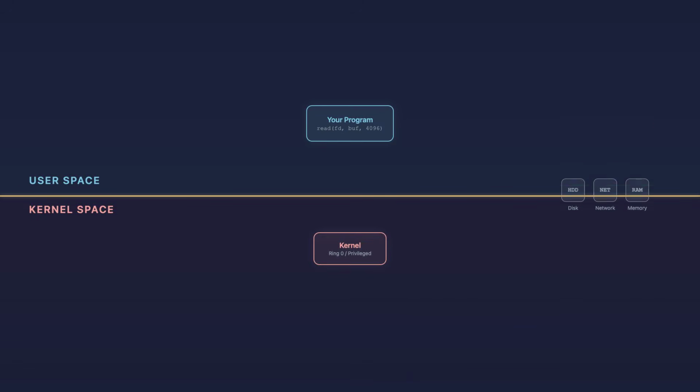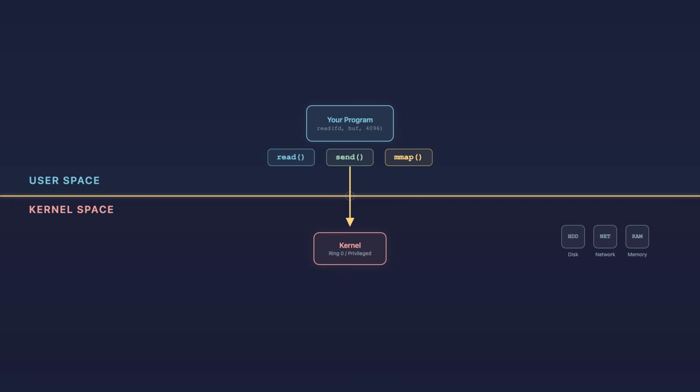Because behind this one innocent line of code, there's a hidden boundary, an invisible wall that separates your program from the operating system kernel. Your program runs in user space. It cannot directly touch the disk, the network card, or any hardware. The kernel controls all of that, running in a completely separate, privileged world. And every single time your program needs to interact with the outside world, reading a file, sending a packet, allocating memory, it has to cross that boundary.